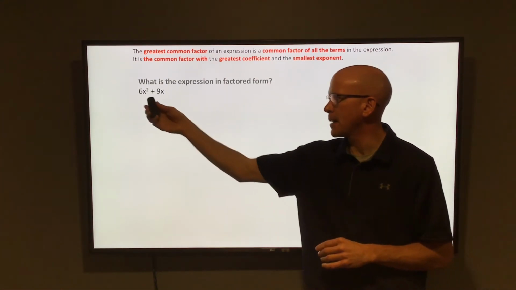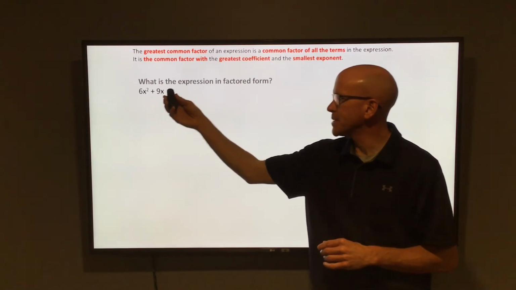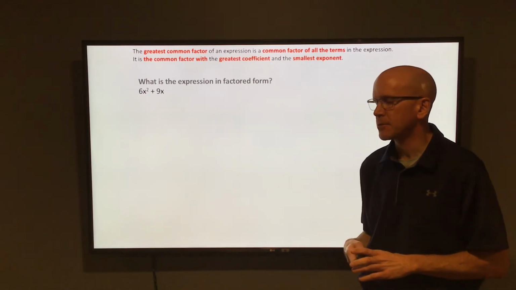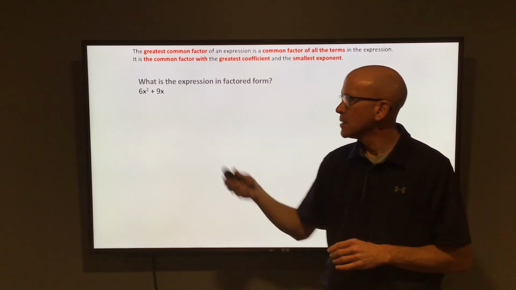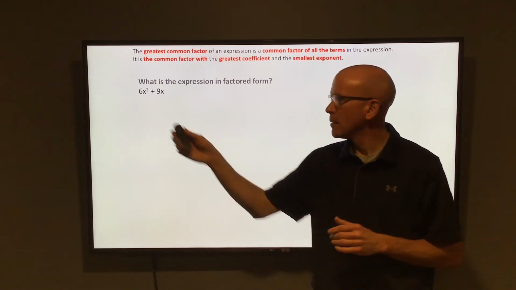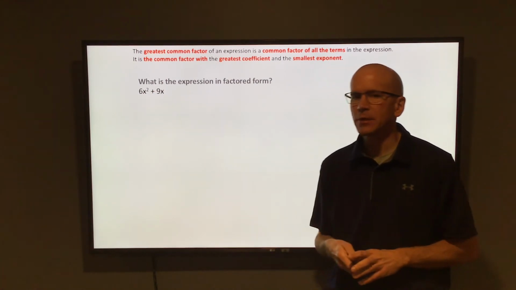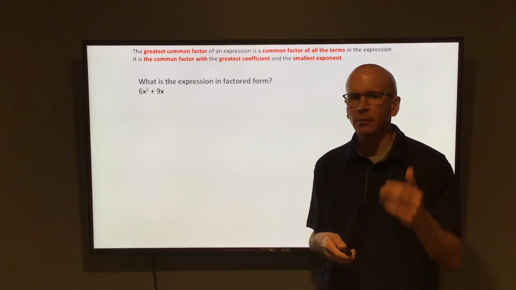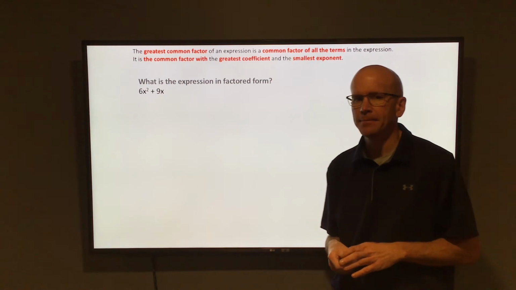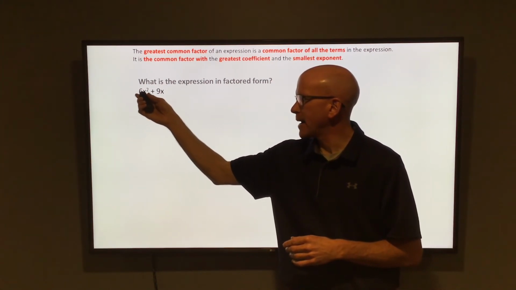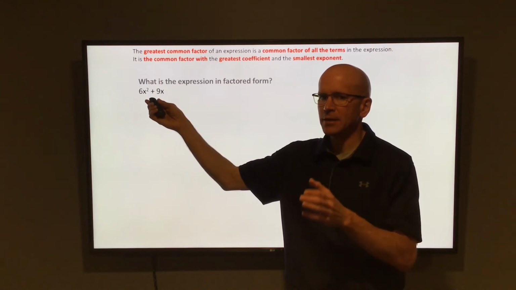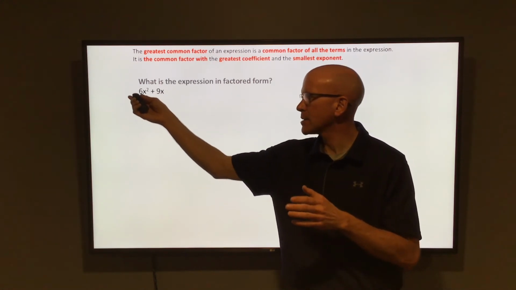So for example, 6x squared plus 9x, what is this expression in factor form? Well, we're going to factor out the greatest common factor. So to do that, it's really not hard. Look at the 6 and the 9. What's the greatest common factor? What's the largest number that goes into both 6 and 9? 3. So 3 is the greatest common factor of 6 and 9, but that is not the greatest common factor of the expression. That's just the greatest common factor of 6 and 9.